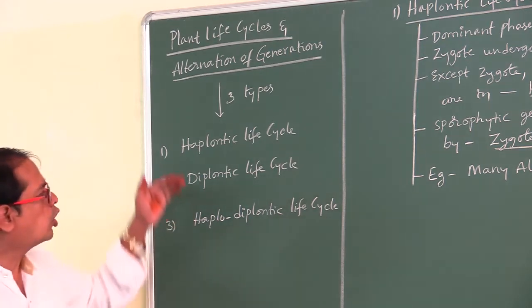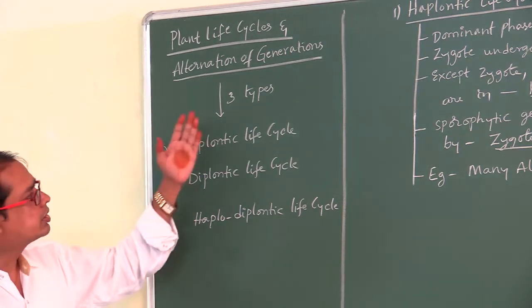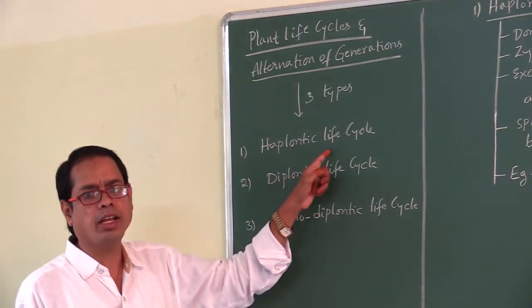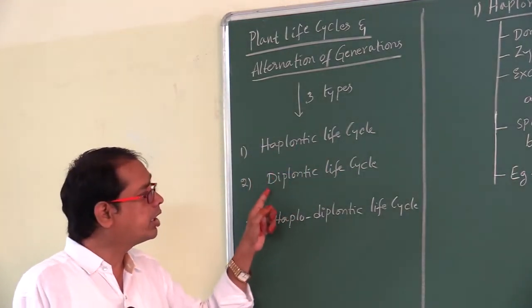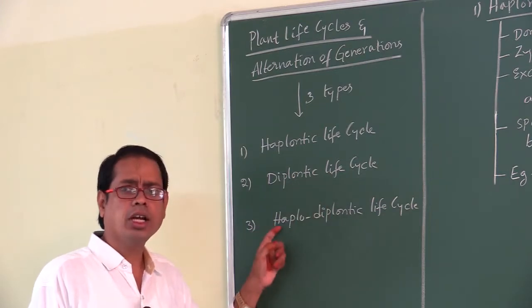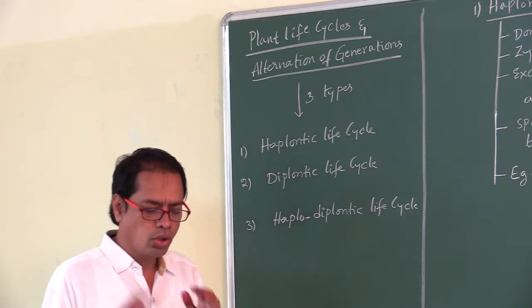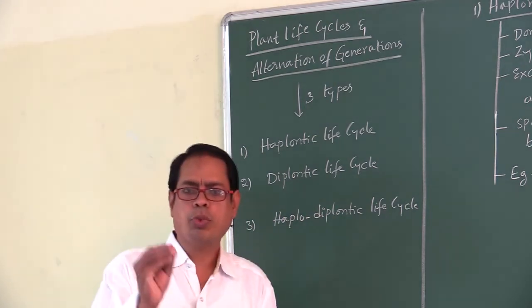How many types of life cycles? 3 types are there. One is haplontic life cycle, second one is diplontic life cycle, third one is haplodiplontic life cycle. To know the life cycles, few points we have to learn.